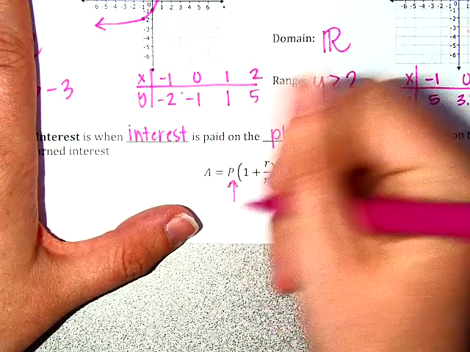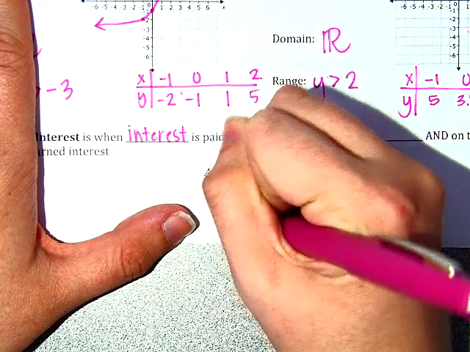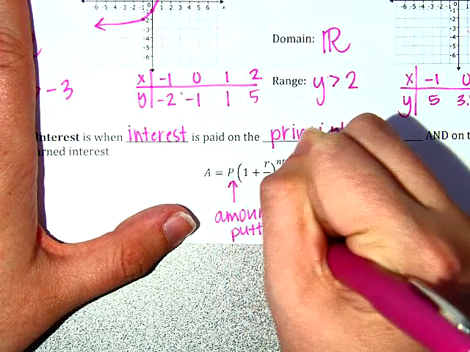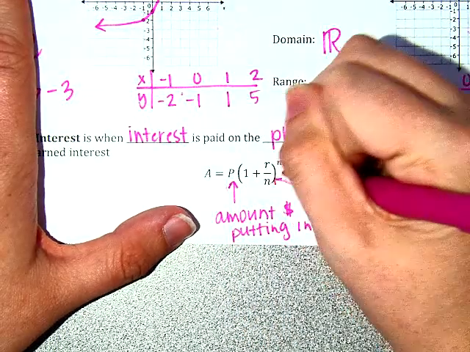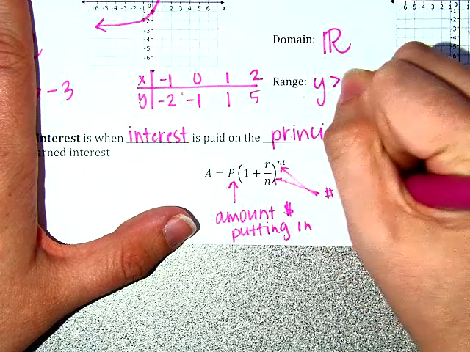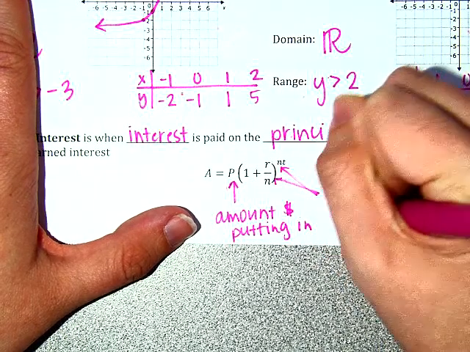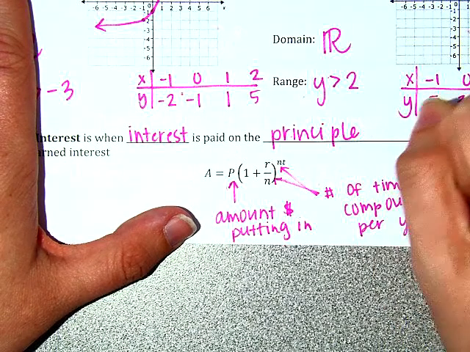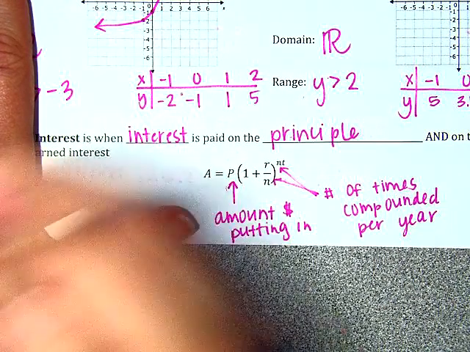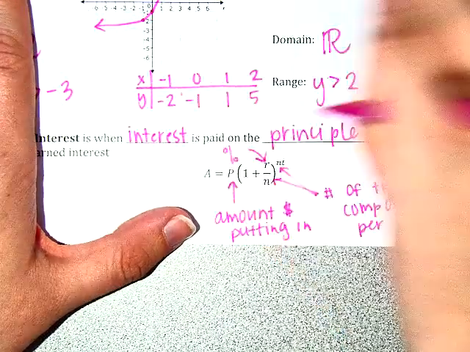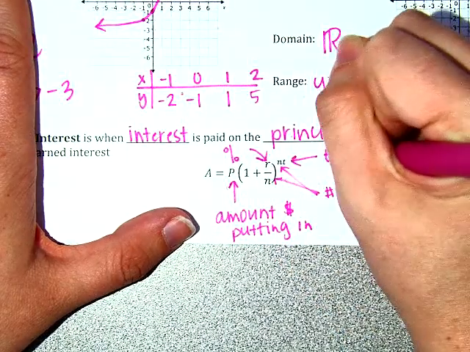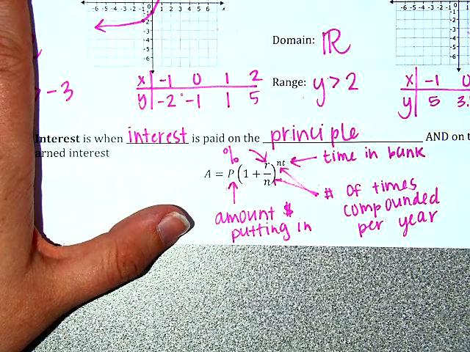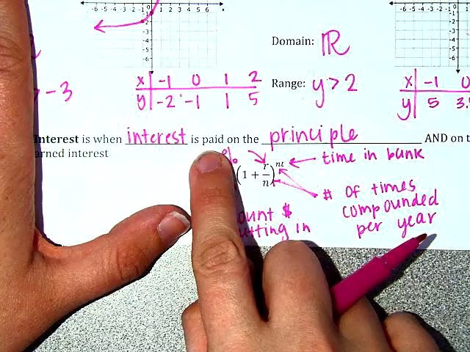So P in this equation means the amount of money I'm putting in. N here, we got it twice in this formula, is my number of times compounded per year. R is my rate, that's my percentage, and T is my time in the bank. So those are the 4 things you need to know for that formula.